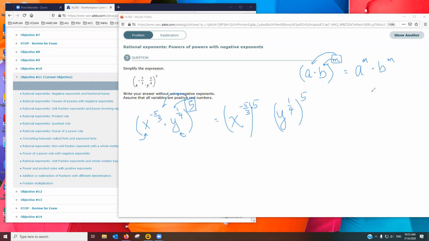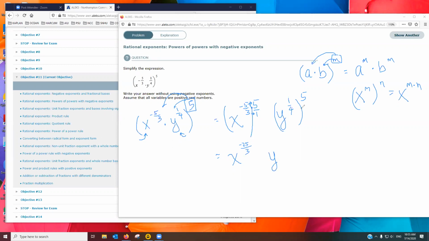All right, now I'm going to use a property that says when you have one exponent being raised to another, this is where you multiply the exponents together. So I'm going to multiply these exponents together. I'm going to think of this as 5 over 1 to do the multiplication. So it's going to be negative 5 times 5, that's negative 25. And on the bottom of the fraction, 3 times 1 is 3.